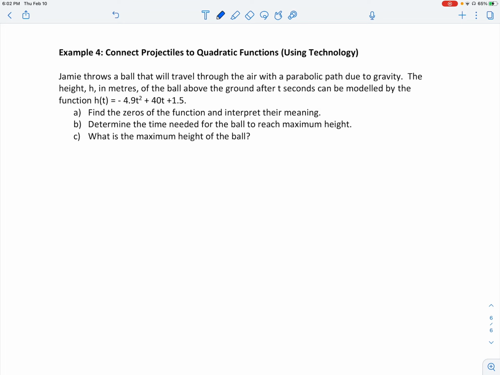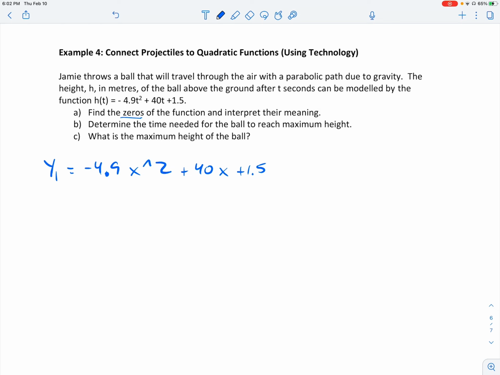So it says find the zeros of the function and interpret their meaning. When they're asking for the zeros, they're asking for the x-intercepts on the graph. So using technology, this becomes quite easy. You can enter the equation into your graphing calculator, and make sure that you enter it like this. That way you can get the equation of a quadratic.